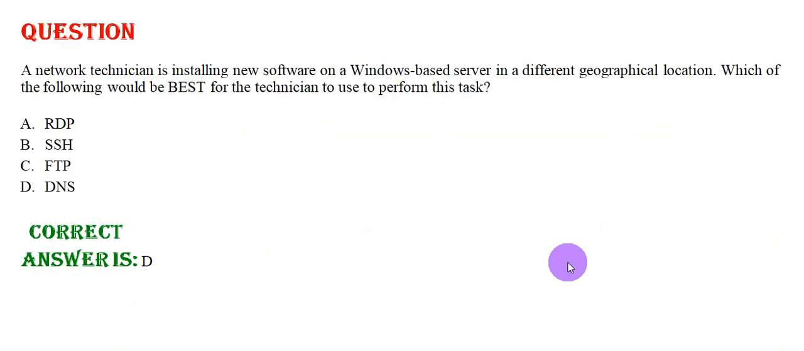A network technician is installing new software on Windows-based servers in different geographical locations. Which of the following would be best for the technician to use to perform this task? Option A, RDP. Option B, SSH. Option C, FTP. And option D, DNS. The correct answer is option D.